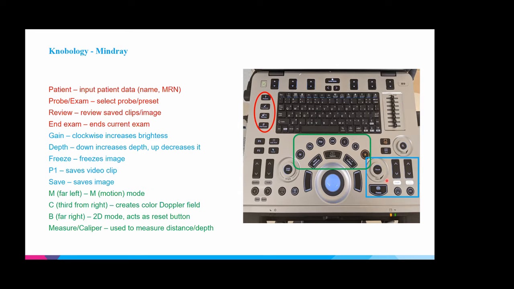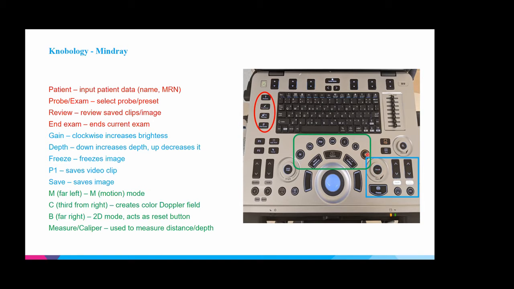And then this blue square is going to be your image quality adjustment. So the gain is going to be all the way on the right here. Up button increases the gain, down button decreases the gain. The depth tab here, the up button is going to increase the depth, which is kind of counterintuitive, right? Because it'll increase the depth on your screen, and then the down button will make your screen depth shallower. And then you can also adjust the gain by turning this knob as well.